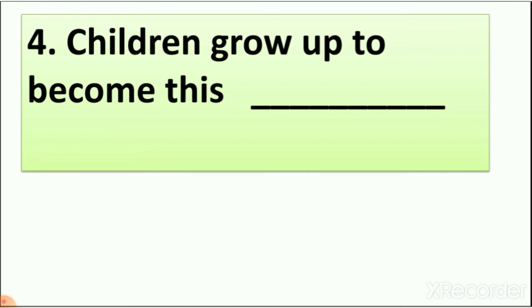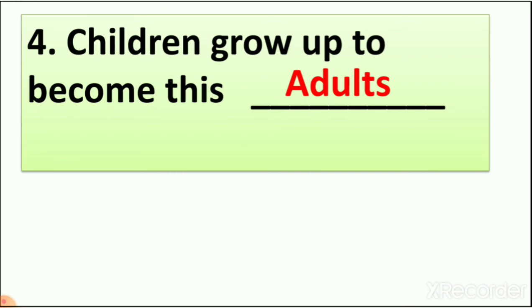So children grow up to become adults. Here you can see the spelling of adults, right? It means adults are already grown up people, right? So I again repeat that children grow up to become adults. You all are growing to become elders.